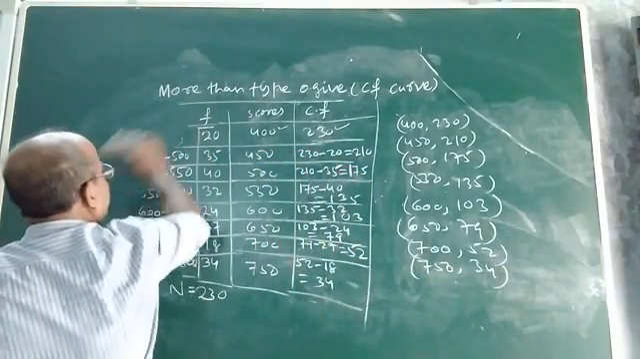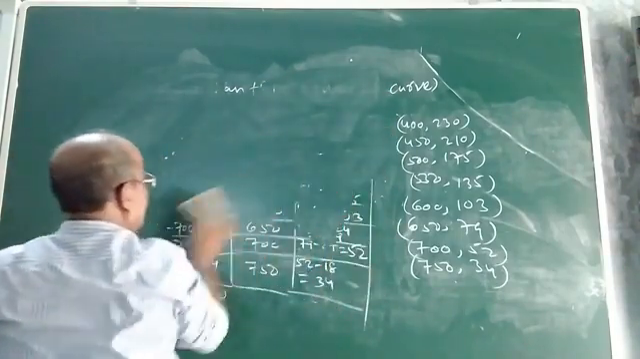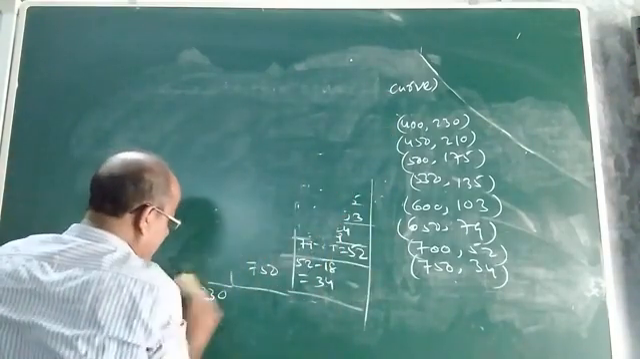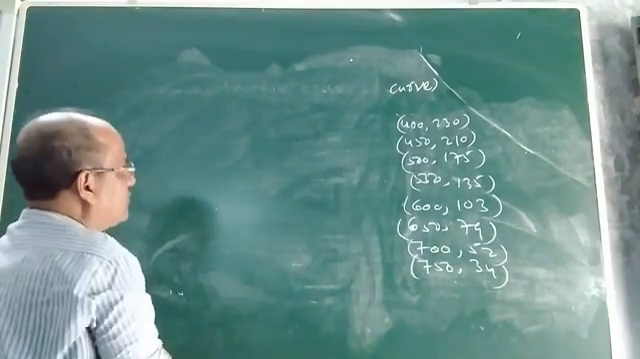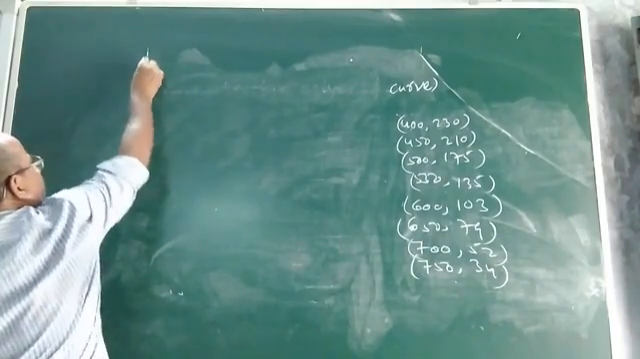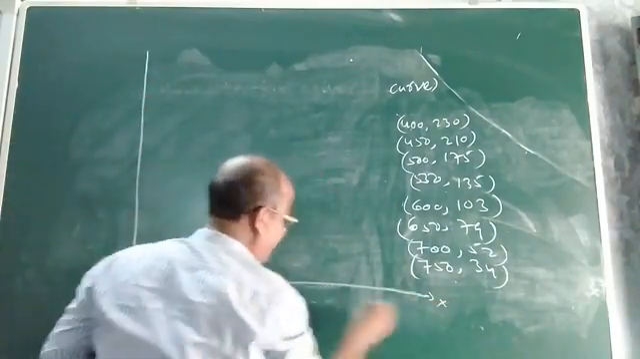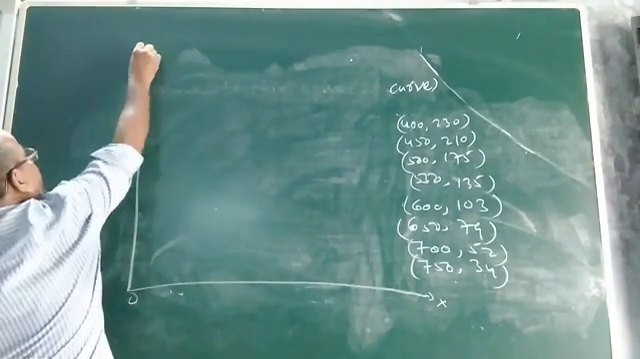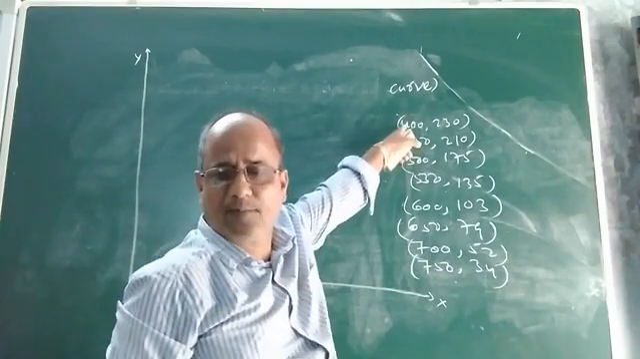Now let us show it in graph. Let us plot all these points in graph to find the more than type ogive or more than type cumulative frequency curve. So suppose this is our Cartesian system. This is x, this is origin, this is y. Now you take scale. Look, it starts from 400.